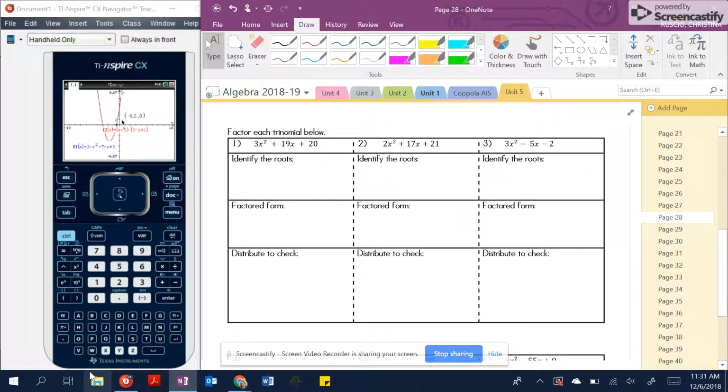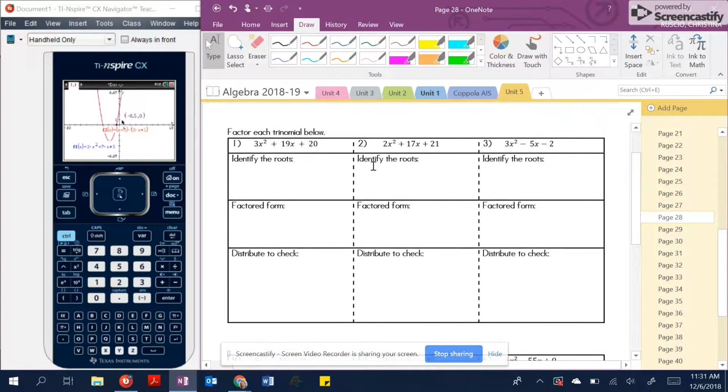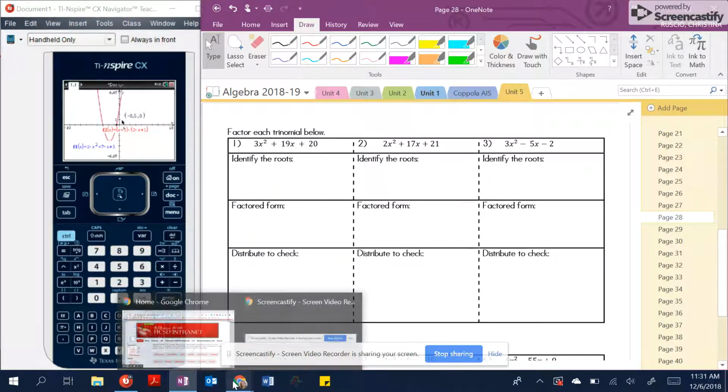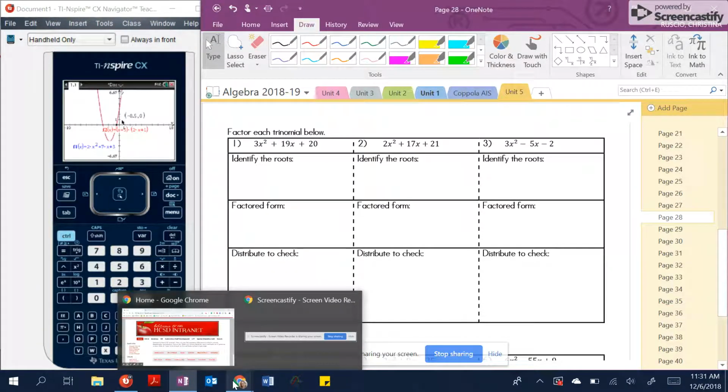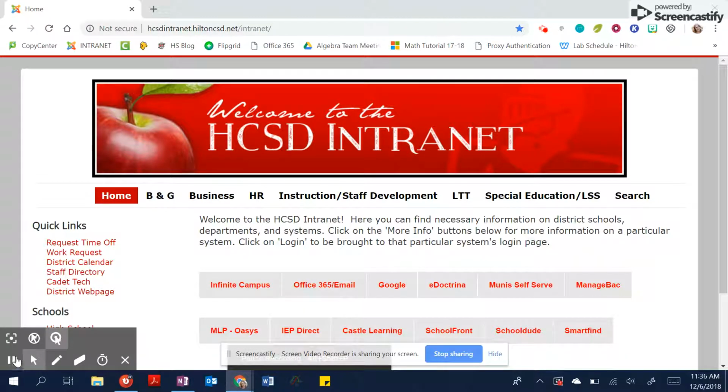Okay, so let's do some more questions just like this. All right, in number 1, 2, 3, 4, 5, and 6, I'm going to ask you to pause the video. I'm going to do the same. And what I'd like for you to do is actually graph all of these and identify the roots, whether that's on your calculator or Desmos. I don't care. Go ahead and do that now.